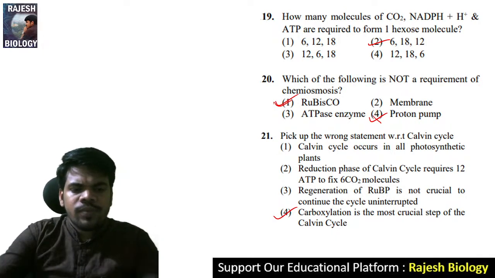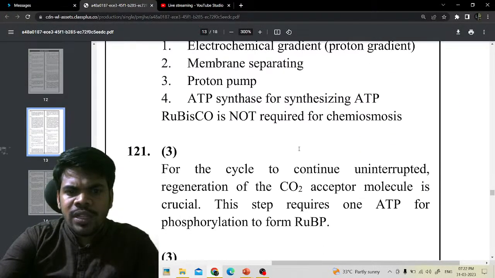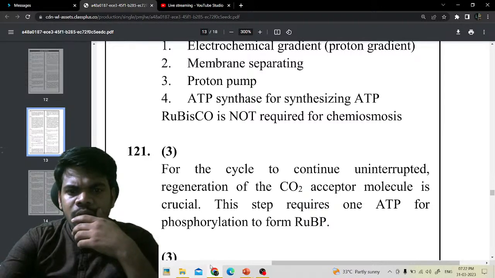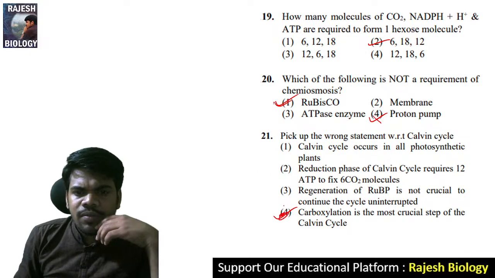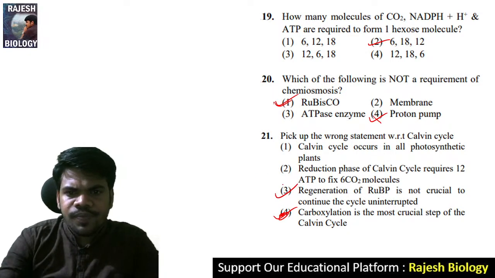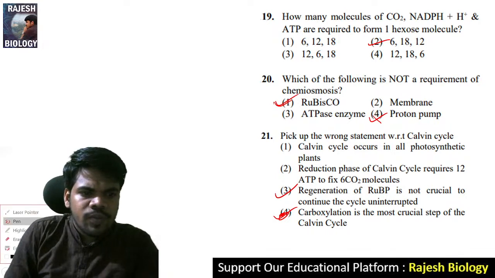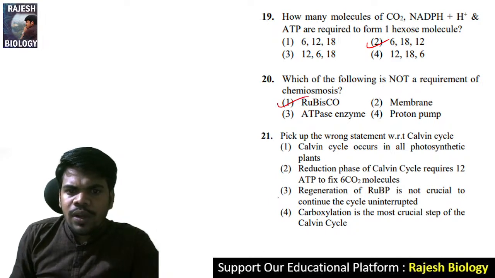21 is 4, so let us check that 21 also. They said 3 here. The cycle to continue... sorry for this key mistake. What I did: 21 is 3. So this is confirmed, option 2 only. And here it is Rubisco. And here it is 3.